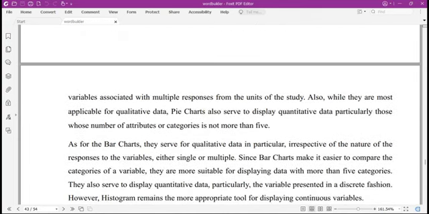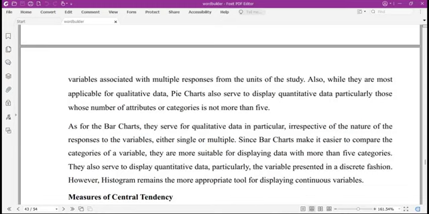As for the bar charts, they serve for qualitative data in particular, irrespective of the nature of the responses to the variables, either single or multiple. Since bar charts make it easier to compare the categories of a variable, they are more suitable for displaying data with more than 5 categories. So a bar chart is actually better. They also serve to display quantitative data, particularly the variable presented in a discrete fashion. However, the histogram remains the more appropriate tool for displaying continuous variables.